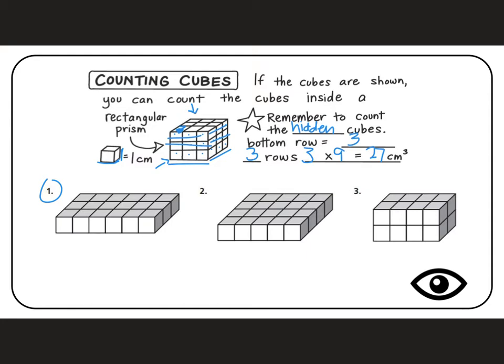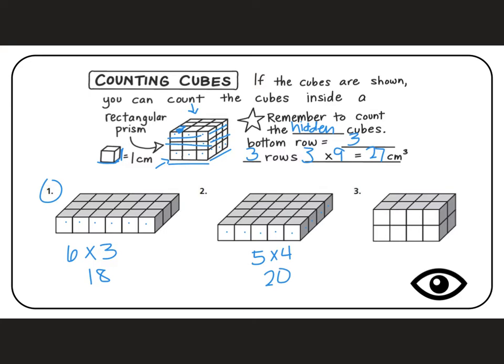In this, I have 1, 2, 3, 4, 5, 6. And I have 3 rows. So I could call this 6 times 3 and get 18. In my next picture, I have 1, 2, 3, 4, 5. And I have 1, 2, 3, 4 rows of that. So I could call that 20.